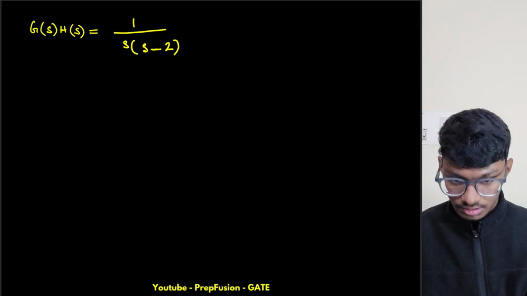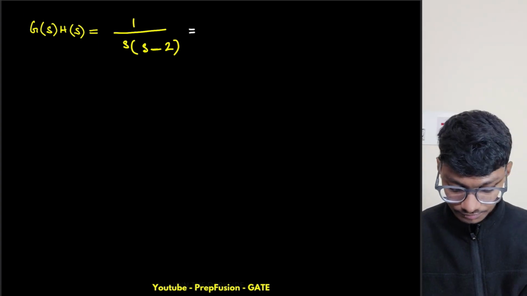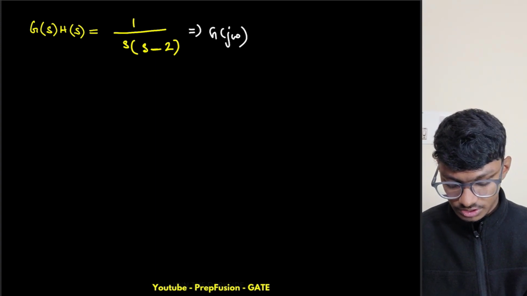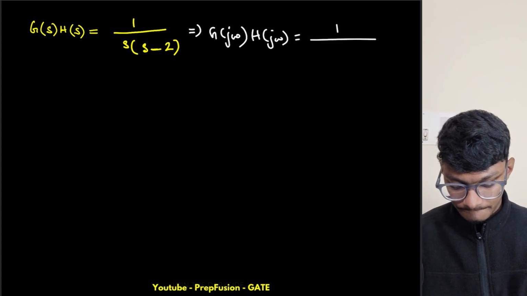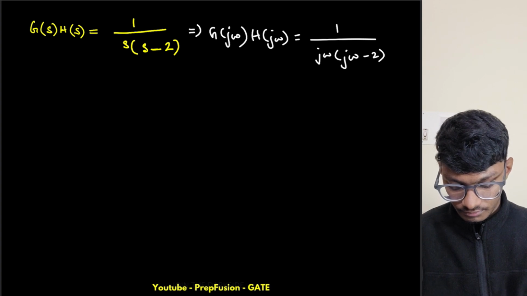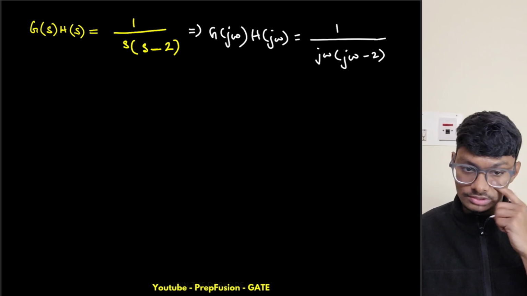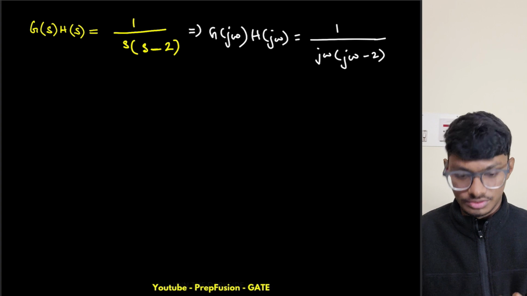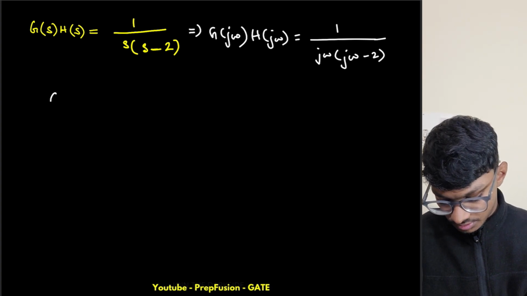This is simply equal to, if I put the frequency response, G of j omega H of j omega. Okay, so yeah, this is this one. Now again we'll do the magnitude and the angle calculation this time. So what will be the magnitude?